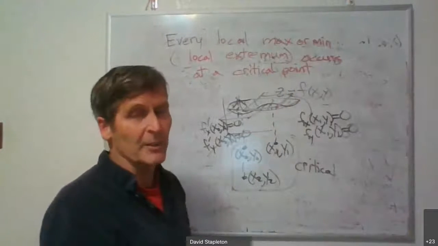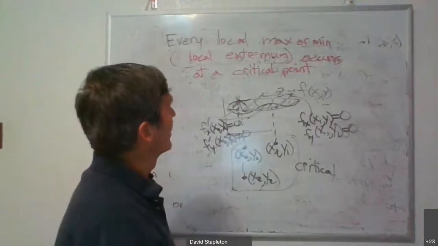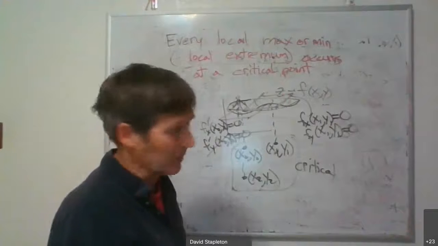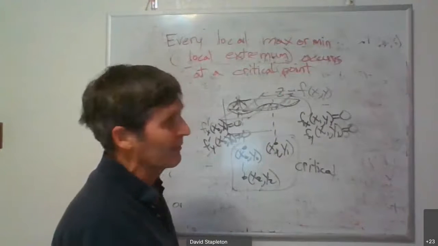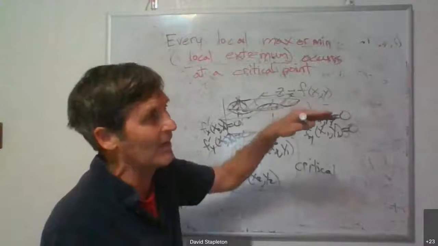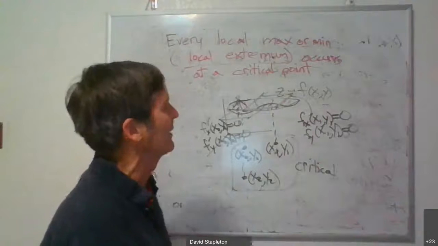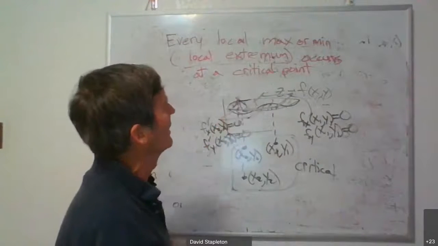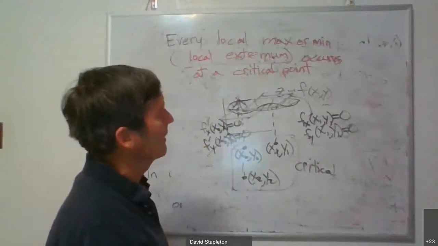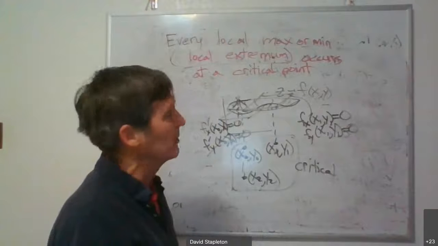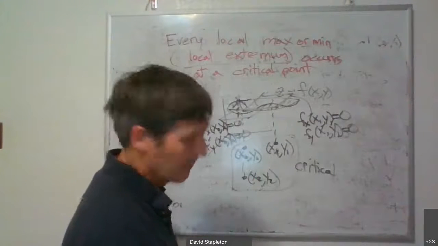And remember, the relative maximum is not the point. The relative maximum is the z value that occurs at that point, right? Just like the function of one variable, the actual maximum was how high the y value got, but the critical point was the x value. Similarly here, the critical point is x0, y0, but the maximum or minimum is the value of z that goes with it.